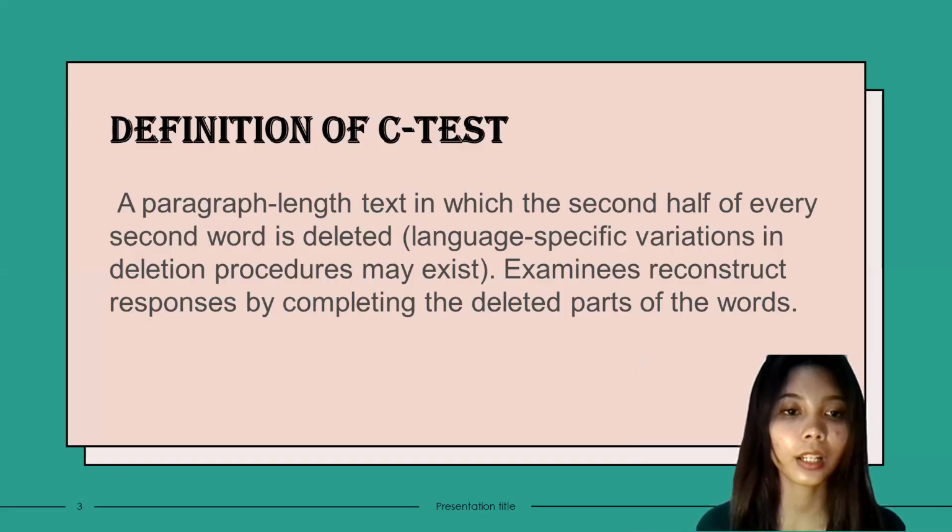So first, we're going to talk about the definition of GPAS. What is GPAS? GPAS is a paragraph-length text in which the second half of every second word is deleted. A specific variance in the deletion procedure might exist. Examiners reconstruct the response by completing the deleted part of the word.